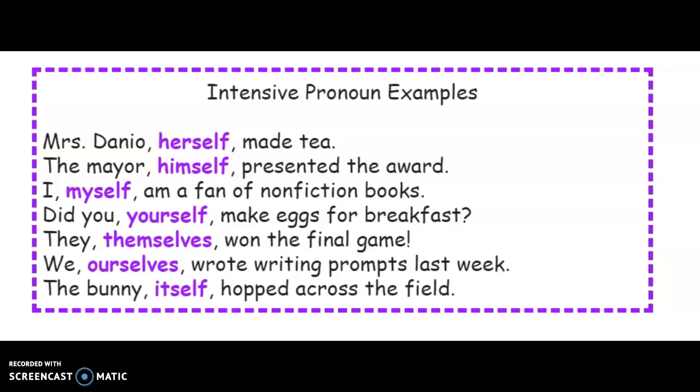If you said that you noticed that the pronoun came directly after the subject, you are correct. Remember, most of the time an intensive pronoun will come directly after the subject because of that emphasizing. That's what makes it different from a reflexive pronoun. Remember, the reflexive pronoun reflected back to the subject, but it didn't emphasize it. It didn't have as much oomph or as much wow factor as an intensive pronoun.